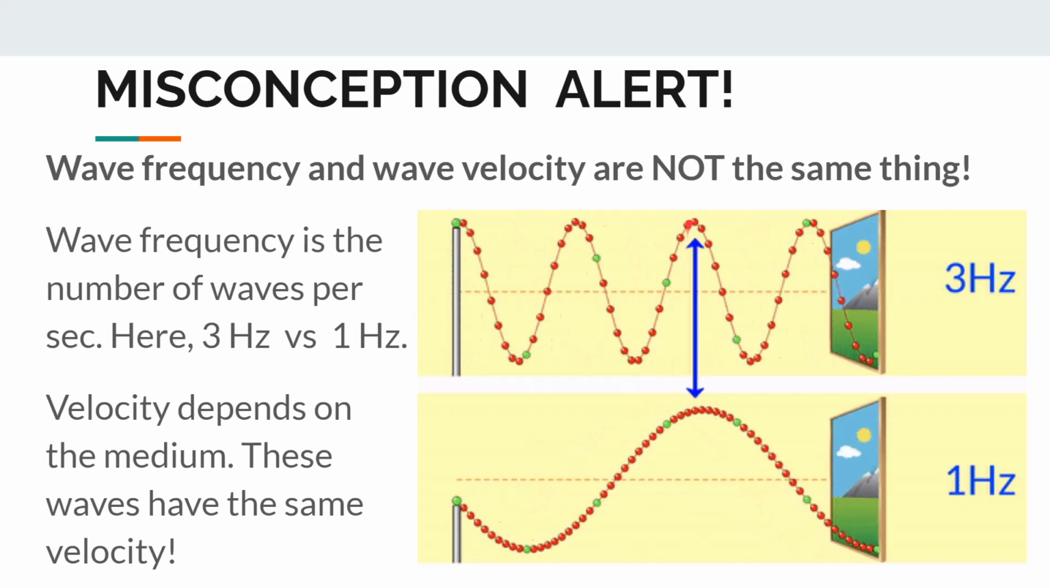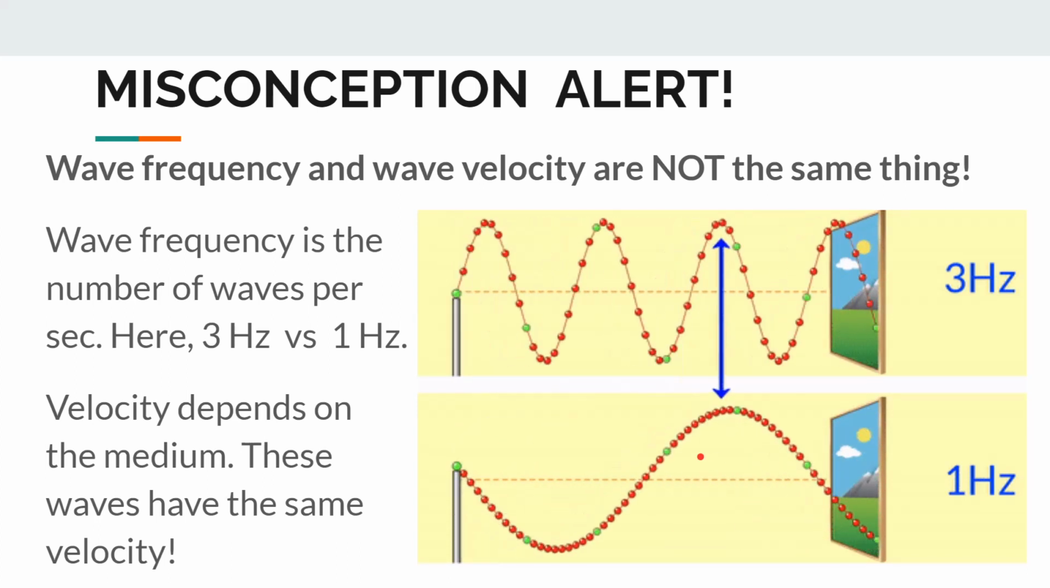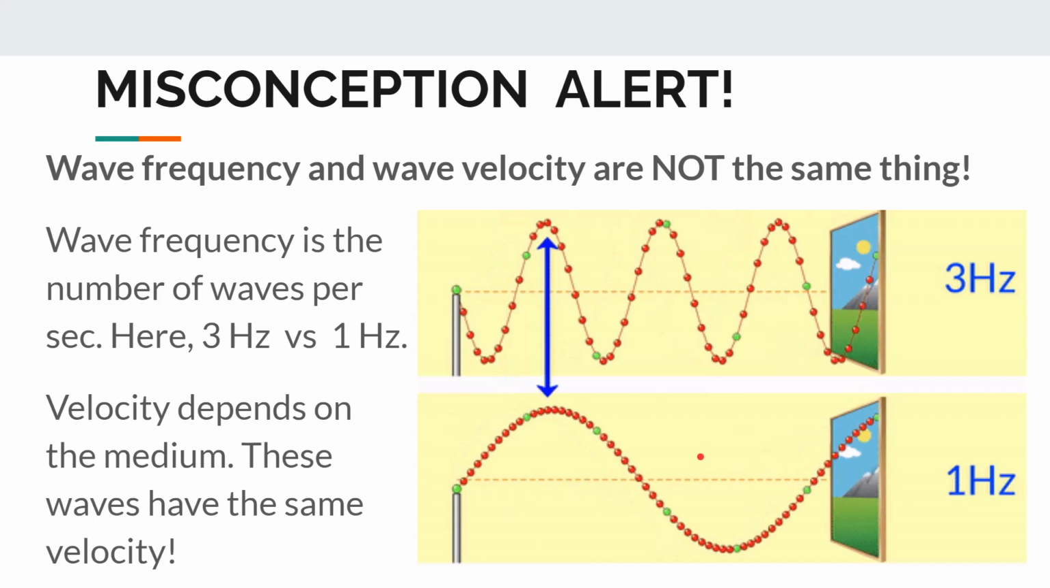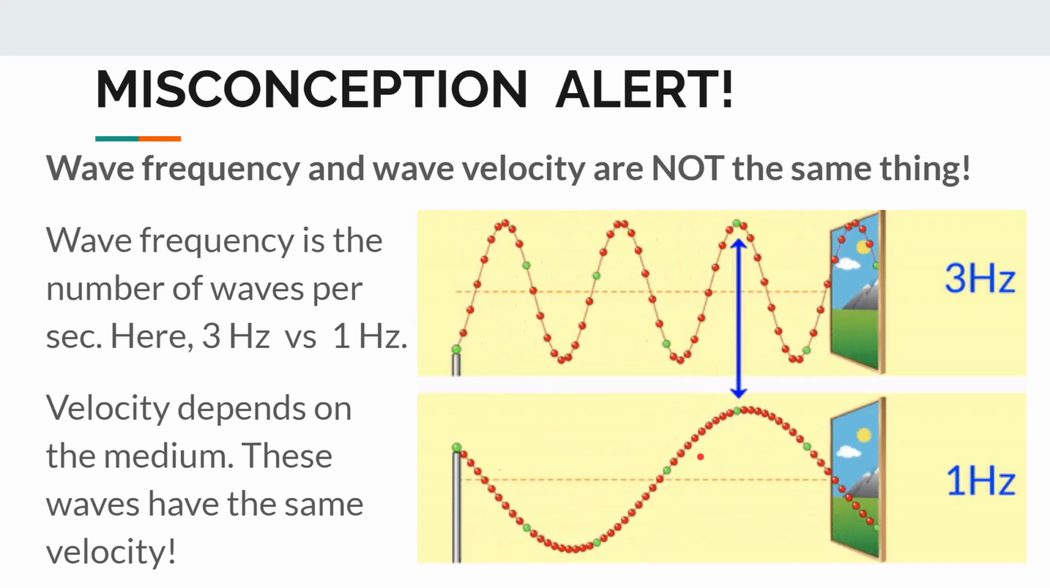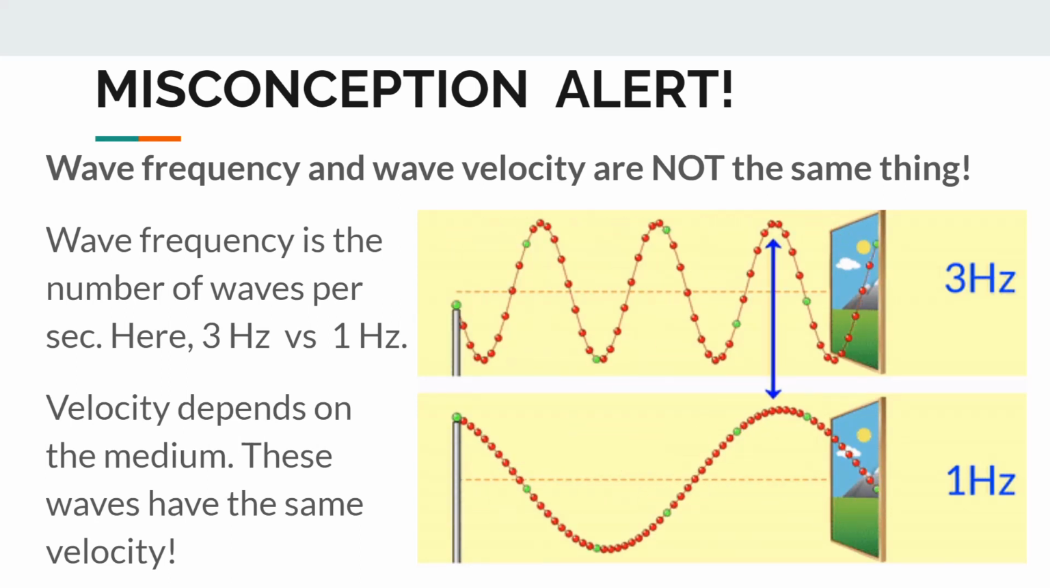If you watch this blue arrow, you can see that each of these waves has a crest that is traveling at the same speed, the same rate across the screen. Again, do not mix the two up. Yes, the one on top has a greater frequency, but it is not moving faster.